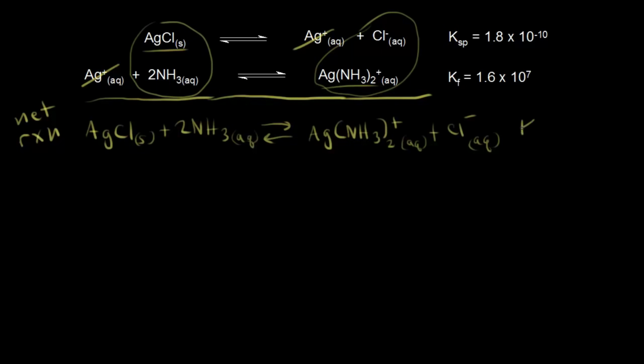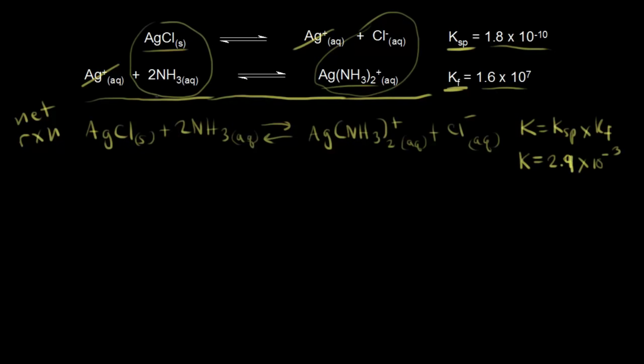If we added those two reactions together to get our net reaction, we have a new equilibrium constant, which I will call K. And if you add two reactions together, you multiply the equilibrium constants of those two reactions. So K is equal to KSP times KF. If you did that calculation, 1.8 times 10 to the negative 10 times 1.6 times 10 to the 7th, you'll get your new equilibrium constant. I won't do it here to save some time, but you'll get 2.9 times 10 to the negative 3rd.